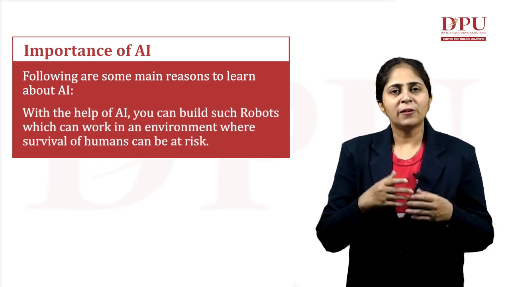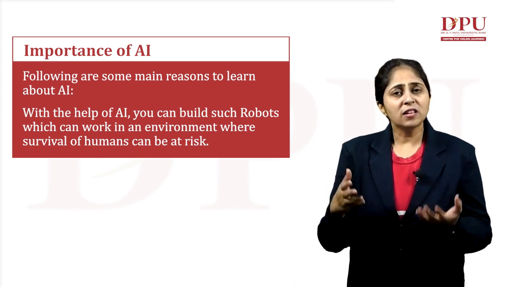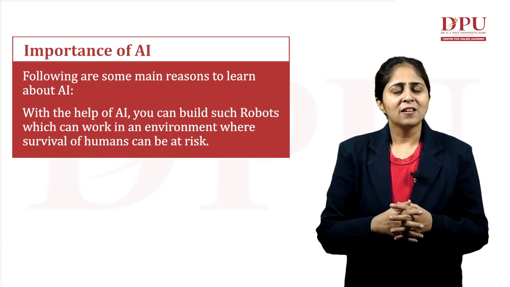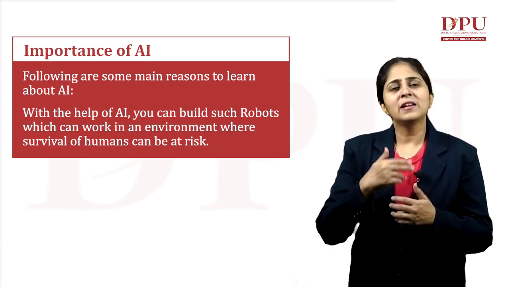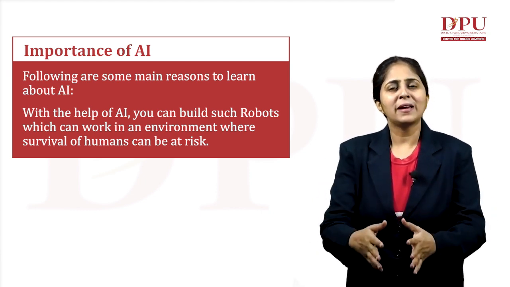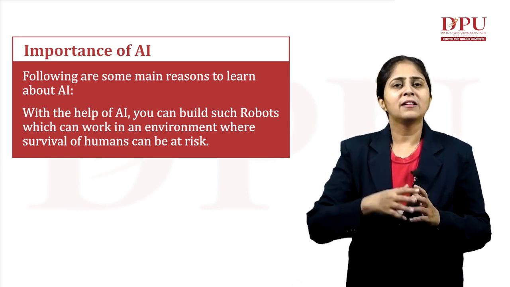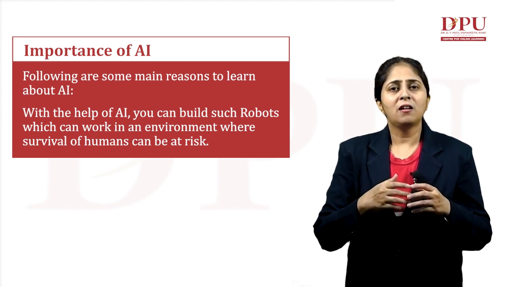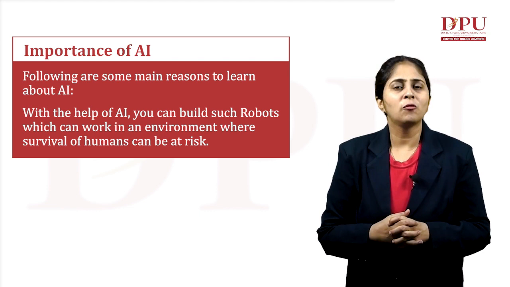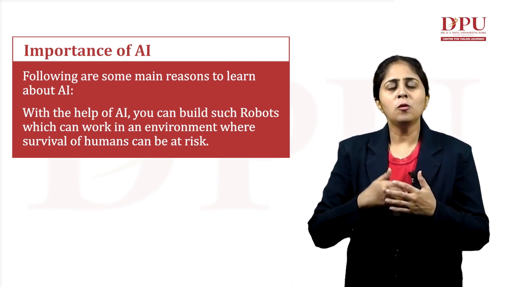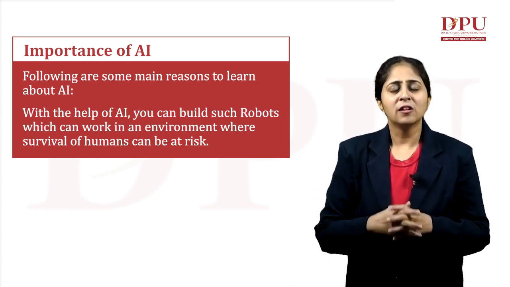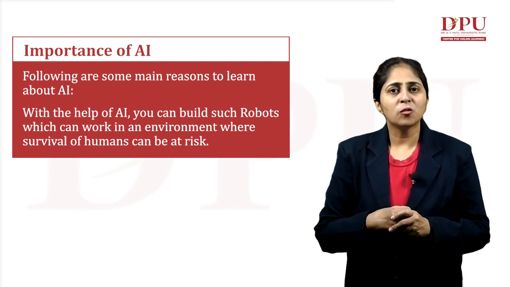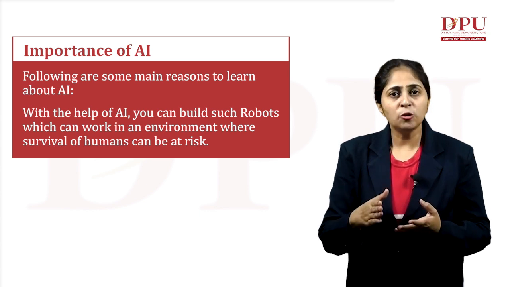Then with the help of AI, you can build robots which can work in environments where human survival can be at risk. There are various fields where engaging humans is a risk to their lives. For example, mining has to be done deep down in the land, so sending humans for these purposes is dangerous. Or in hospitals, like during the COVID-19 pandemic, the disease was so contagious that no person wanted to be in contact with another person. In that case, robots helped us a lot by serving the patients in the hospitals. That is why we are creating robots which can work in environments where human survival can be at risk.